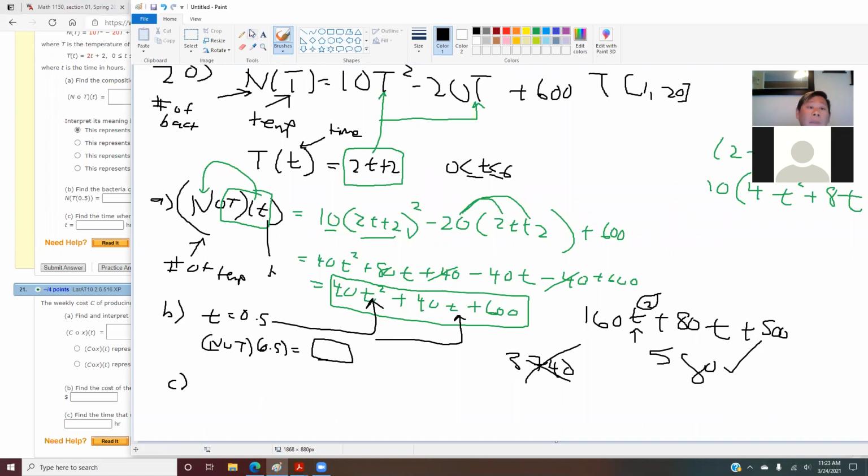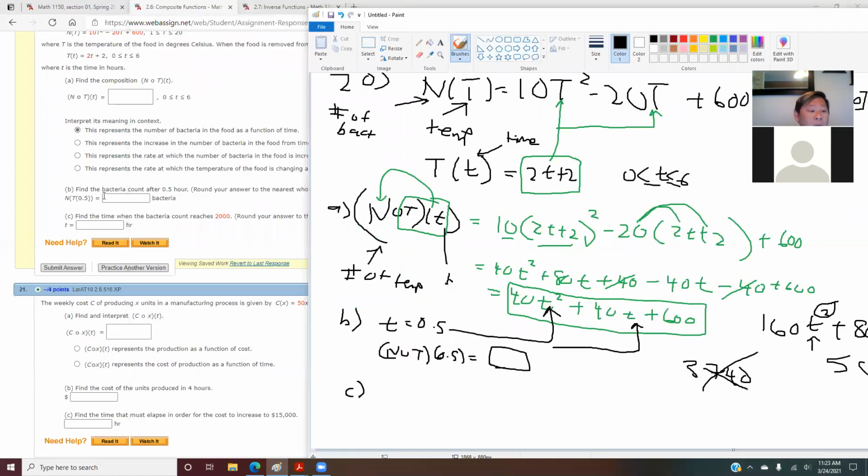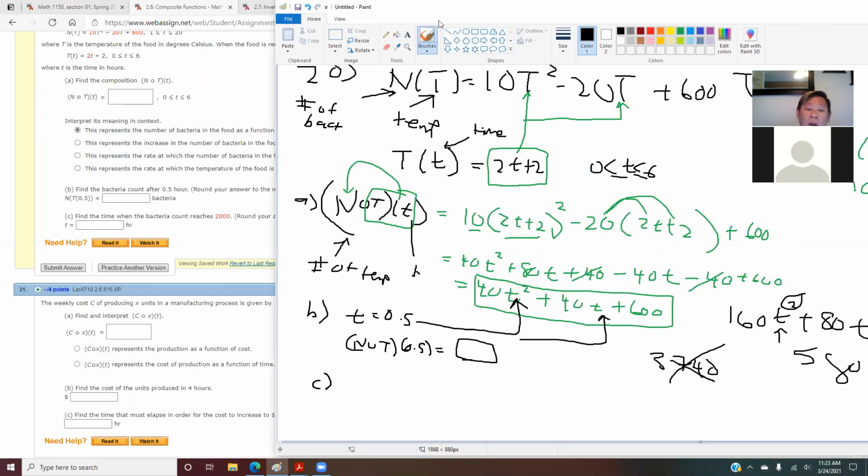Okay. Then the next one they're asking you is find the time when the bacteria reached 2000. So we're still going to use this formula that you get in A. Last time we plugged in T as 0.5, but now you will plug in n dot TT as 2000. So this will give you 2000 equals 40T squared plus 40T plus 600. So in question C, they make this equal to 2000. That's how many bacteria they want.